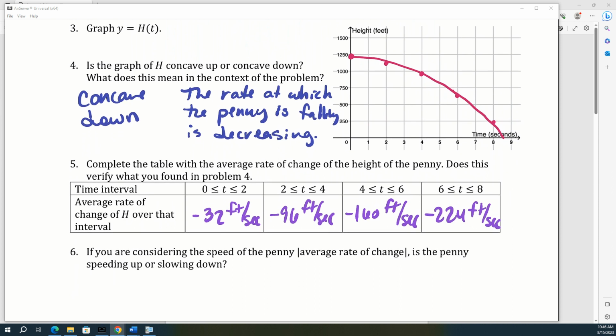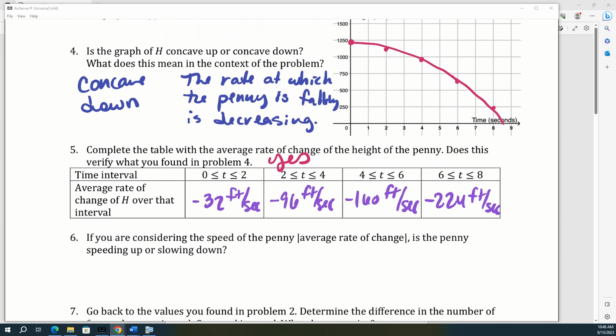All right, so these are the average rates of change, and it does verify what we said. These values are decreasing, so we're going to say yes. Right, and then I wanted this to look different. I didn't realize it until I was working it with my last class, but the speed is going to be the absolute value of the average rate of change.